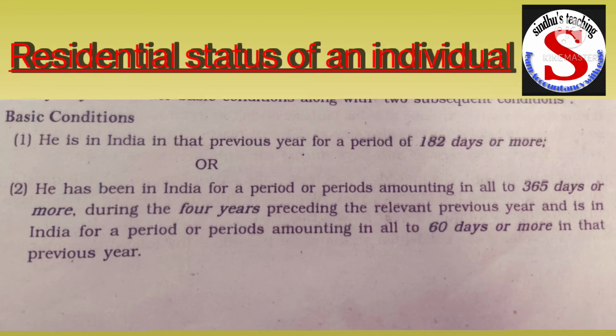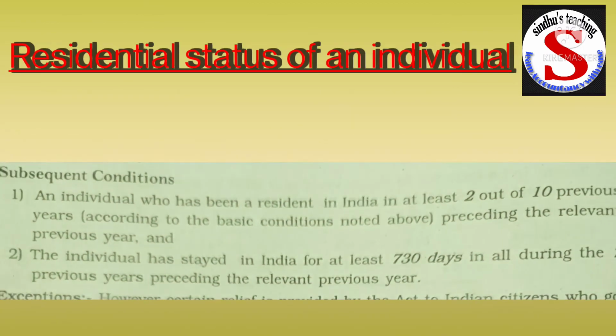Now let us see what these subsequent conditions state. On screen you can see the subsequent conditions, which state the individual who is a resident should be in India for at least 2 years out of the 10 years preceding the previous year. And the second condition is he should be at least 730 days in India during the 7 previous years preceding the previous year.